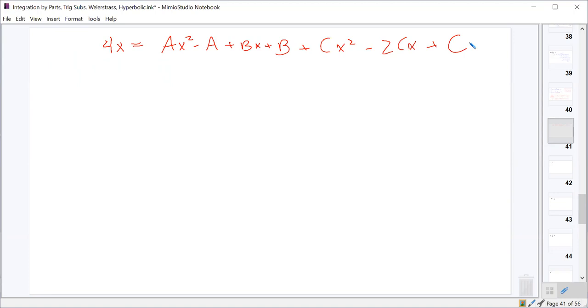Okay. And now we just need to solve for a, b, and c by setting up our system of equations. So how many x squareds do we have on the left? 0. So 0 should be a plus c. And how many x's? We have 4 x's. So 4 ought to be b minus 2c. And we have a constant of 0 on the left. And so that should be negative a plus b plus c. Good or no?